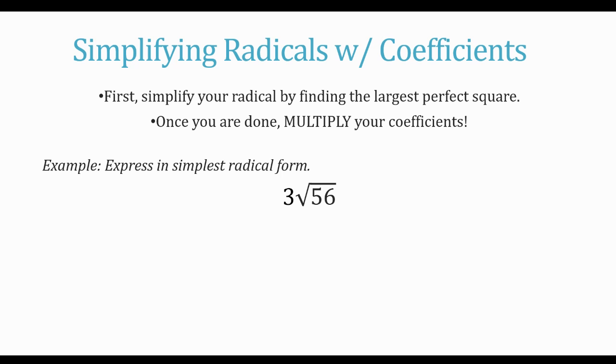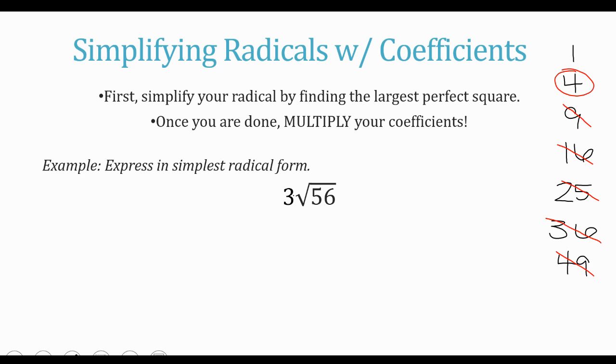So let's take a look at an example. We want to express this in simplest radical form. We have 3 radical 56. Remember, this is saying 3 times radical 56. The first thing that we want to do is simplify radical 56. So we need to find the largest perfect square that can go into it. If you want, write your list on the side or just have it ready so you can do process of elimination. 49 can't be divided into 56, 36 can't, 25 can't, 16 can't, 9 can't, but 4 can. So that is our largest perfect square that can go into 56. We're going to separate that out into radical 4 and radical 14. If you want to do that little division on the side, that's fine, so you know where those numbers are coming from. 56 divided by 4 is 14.